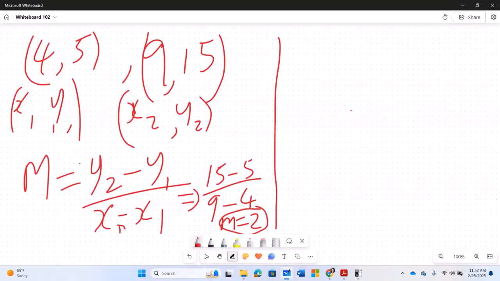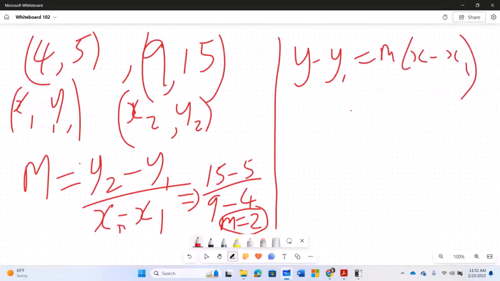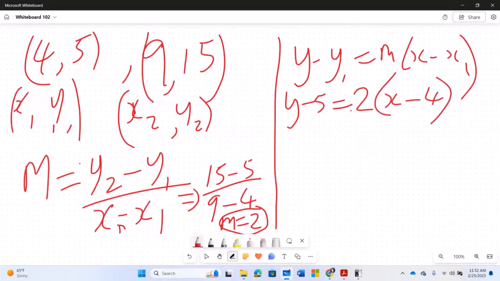Don't forget that when you're given the slope, you have to use the point-slope formula. So y minus y1 is equal to slope times x minus x1. Now we want to find the equation using x1, y1 as 4, 5. So y minus 5 is equal to 2, the slope is 2, times x minus 4.